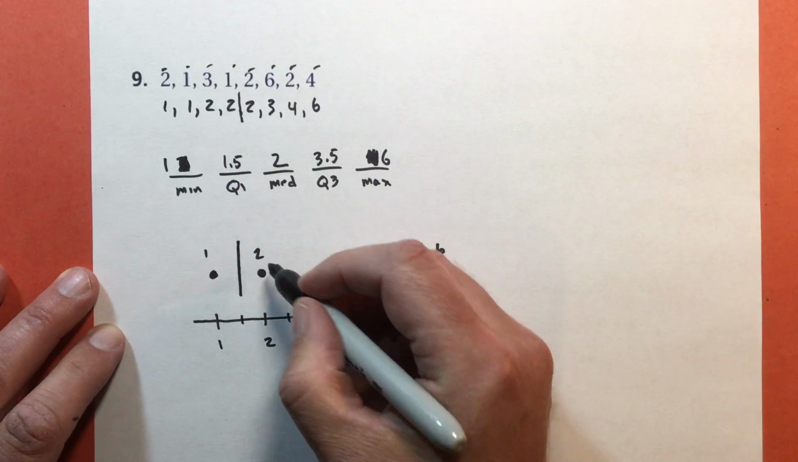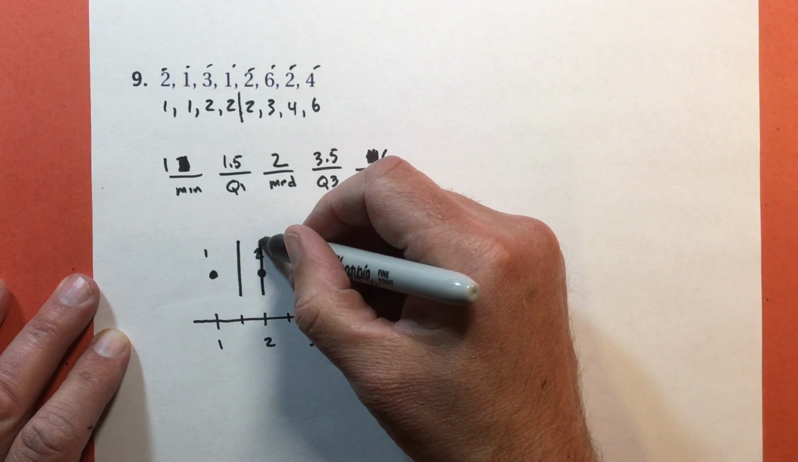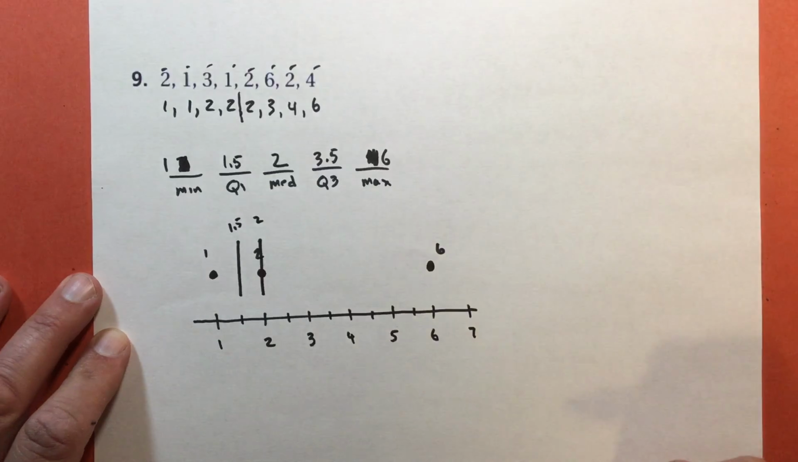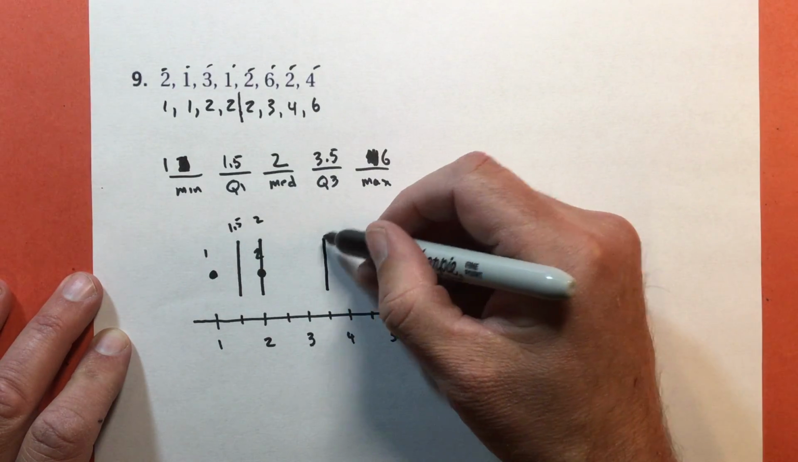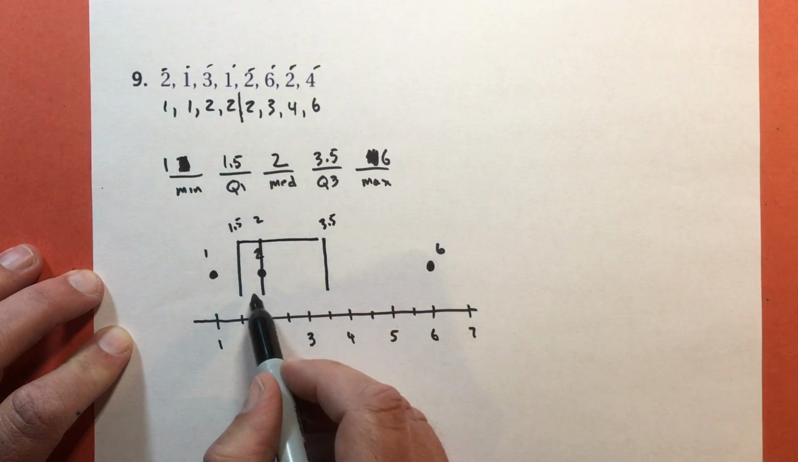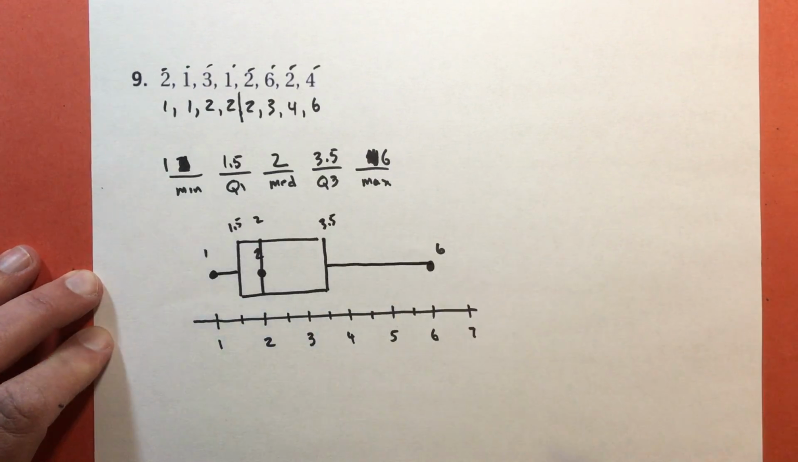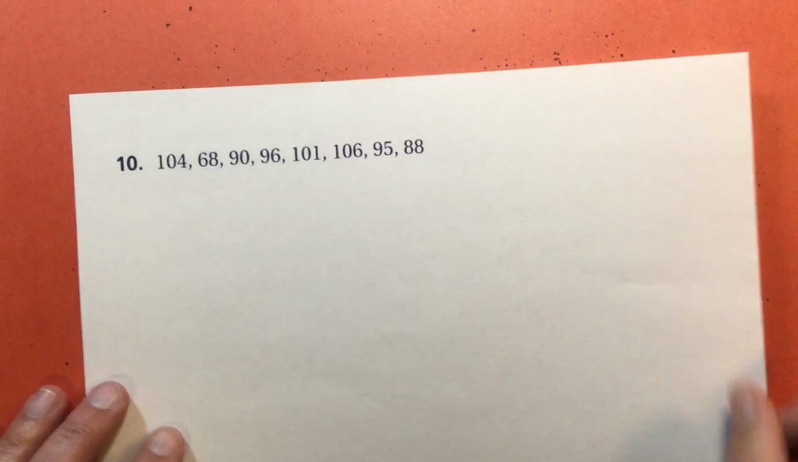So this right here is going to actually represent my median. So I got 1.5 and 2. Boy, don't I just feel awkward. 3.5 is going to go right here. So here's my box. Here are the whiskers. And that's what it looks like. I guess I'm just going to have to do better with the next one, huh?